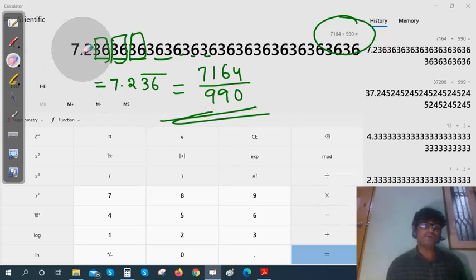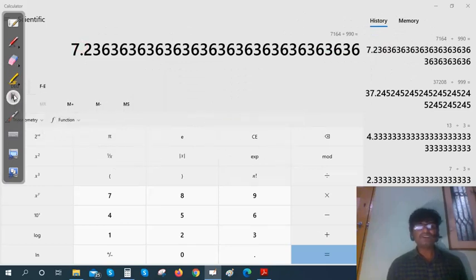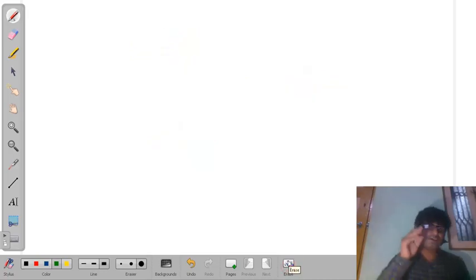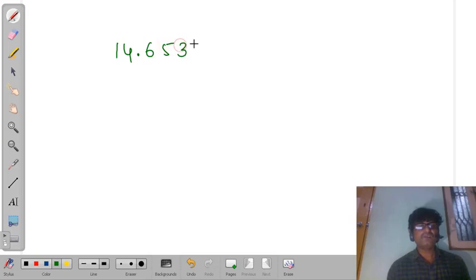Okay, let me take one more example: how to convert a non-terminating repeating decimal number into fractional form, like something like 14.6534534 with 534 under the bar. Like that you can take, or you can take 34 only, that's your wish. Okay, here I am taking this as an example.